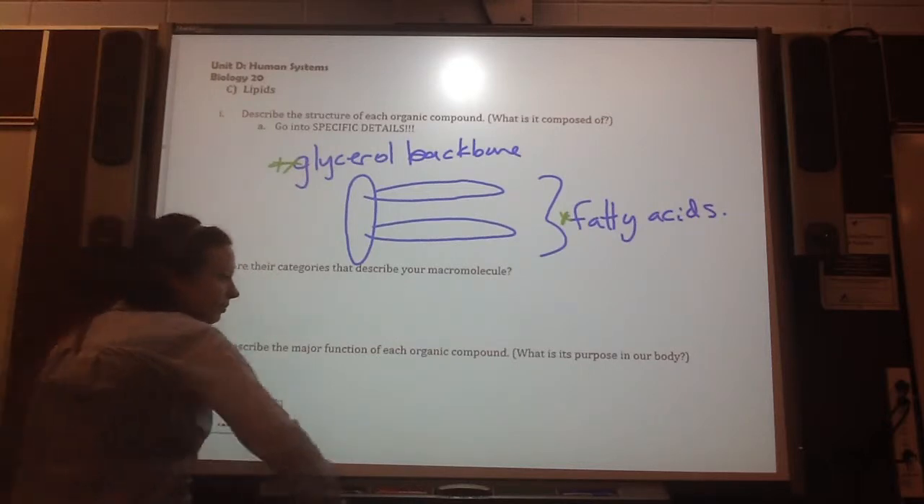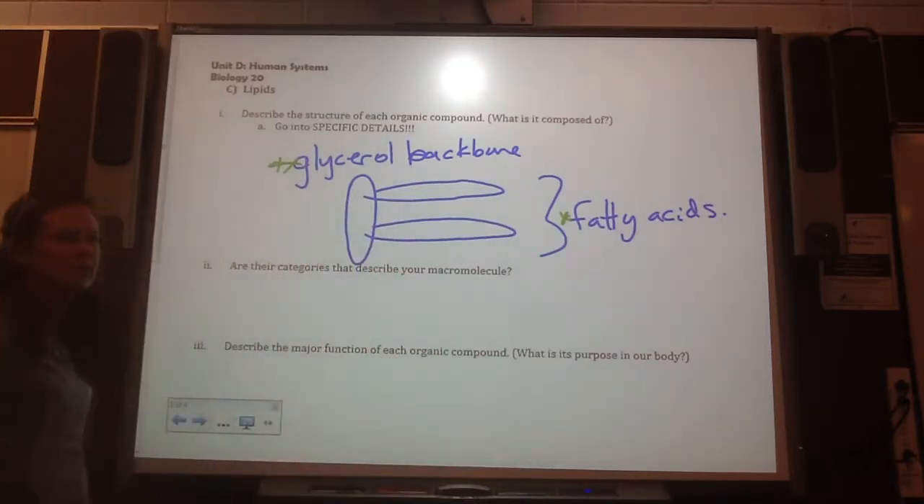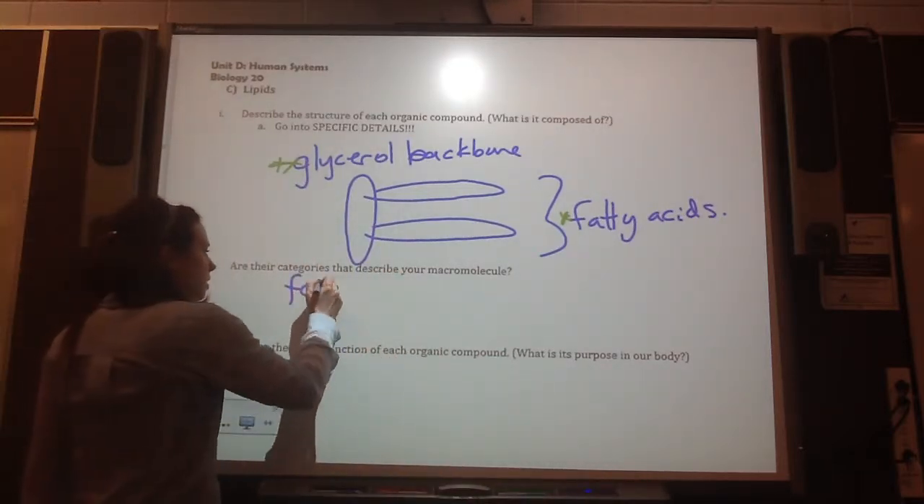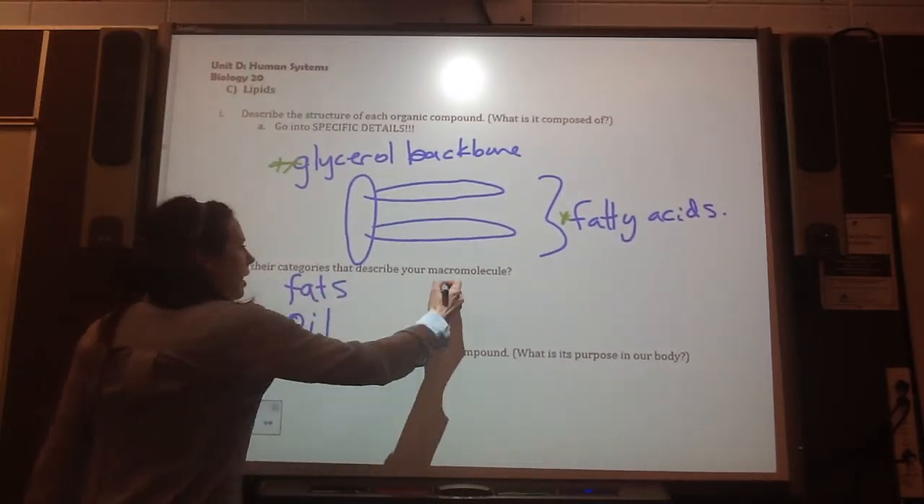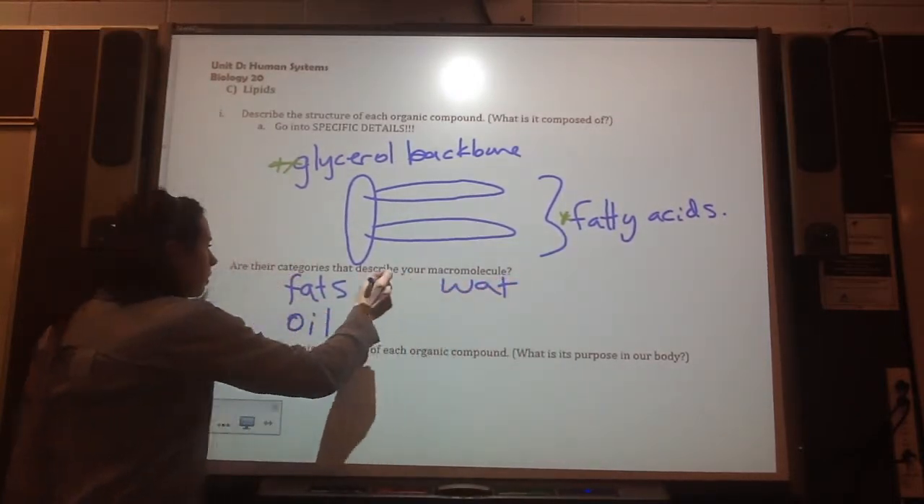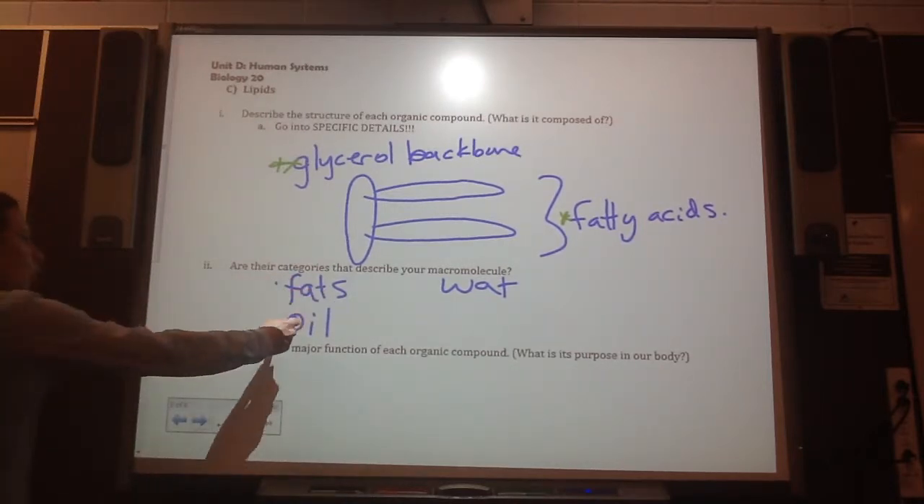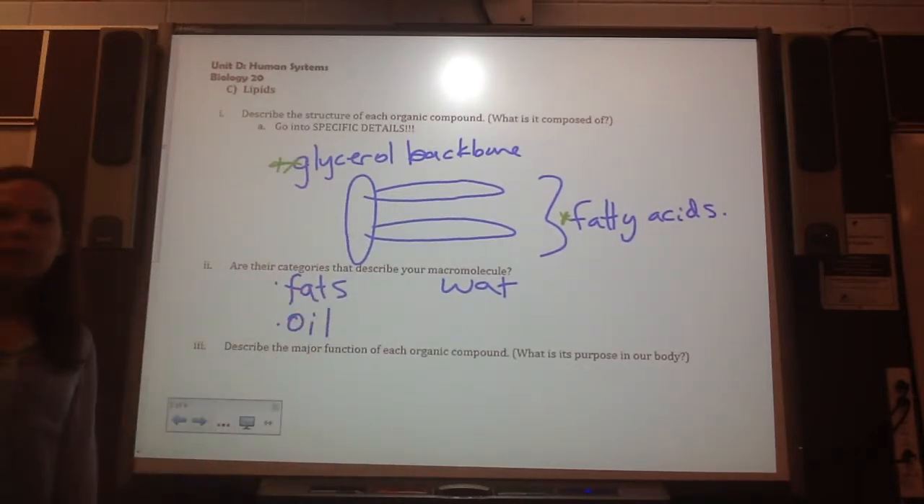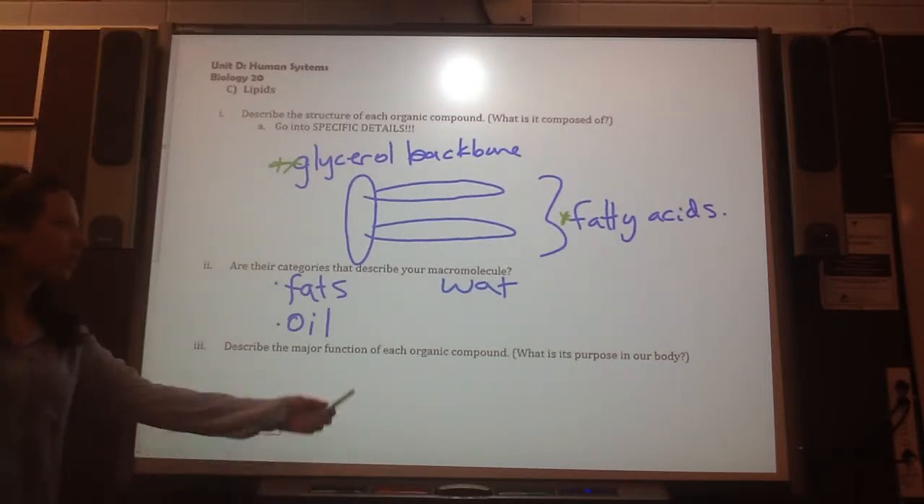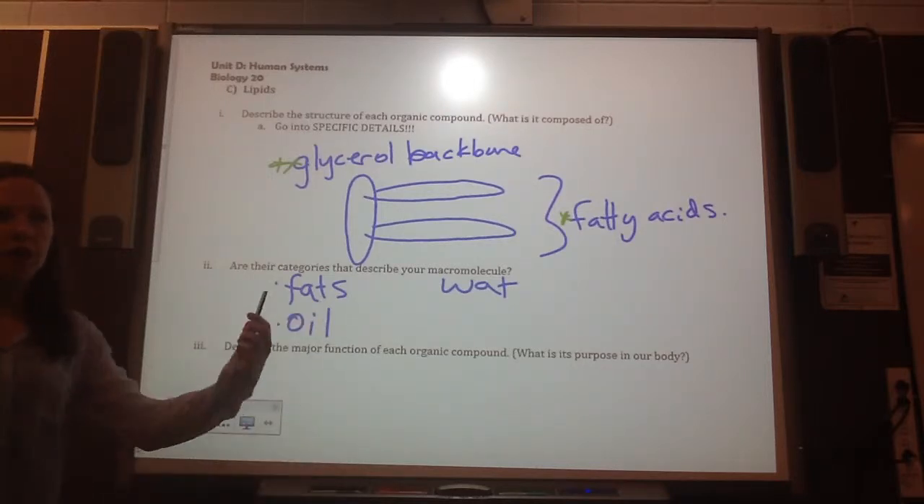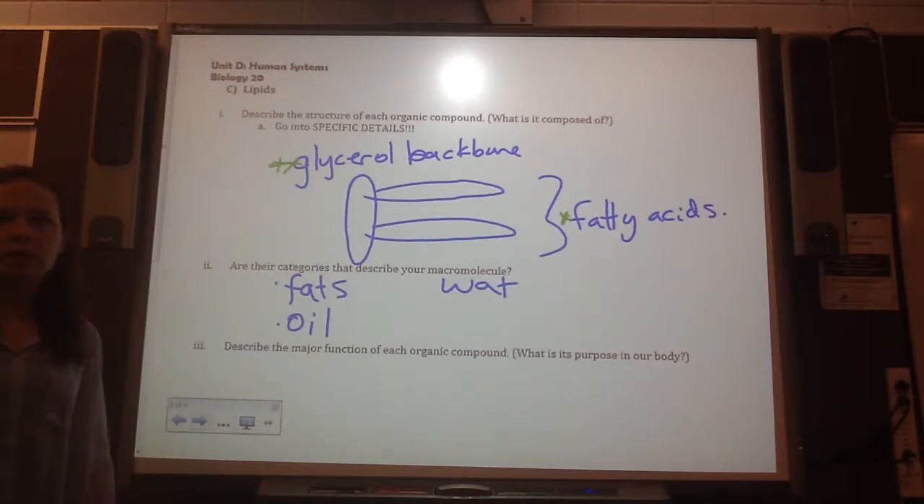Okay, categories. Evan. Fat, oil, and wax. So how do we distinguish these? Well, fats are solid at room temperature. Oils are liquid at room temperature. You guys know that. Fats, think of butter, right? Oil, olive oil, right? One's solid, one's liquid at room temp.